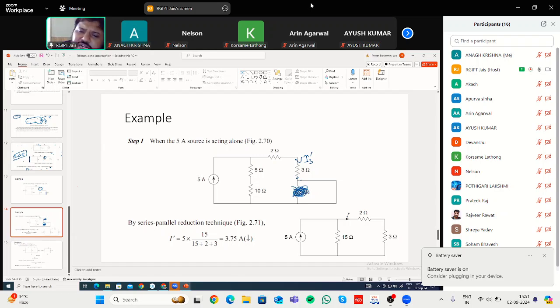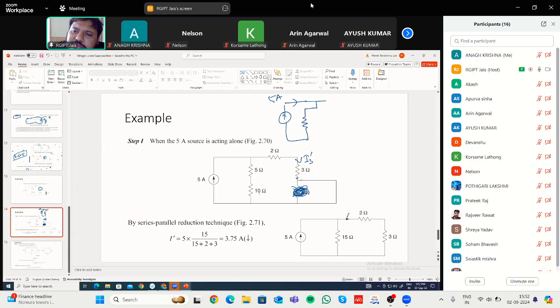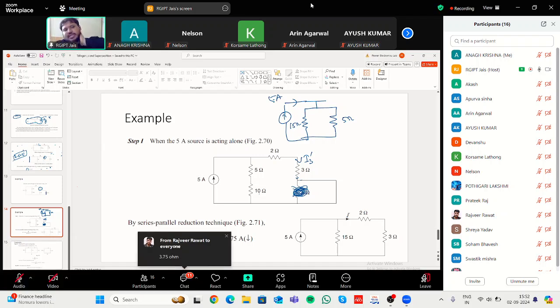Now you can see there are two branches. There is a current source, so here 5 ampere current is flowing. In one branch there are two resistances, 5 and 10, so you can sum them and write it as 15 ohm. In this branch, again, there are two resistances, 2 and 3, so the net resistance is 5 ohm. So this 5 ampere current will be divided into two parts. We are interested in the current flowing through this path.